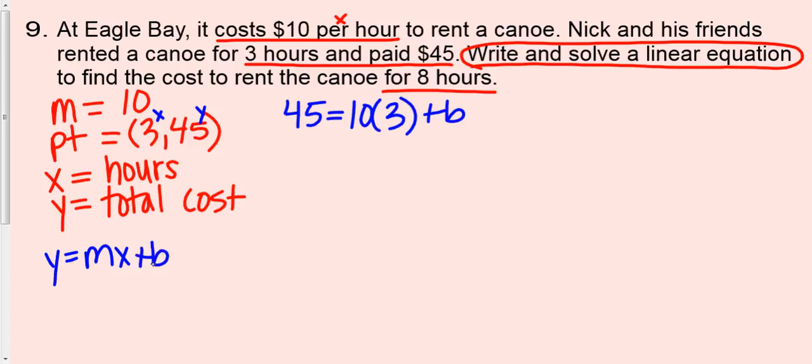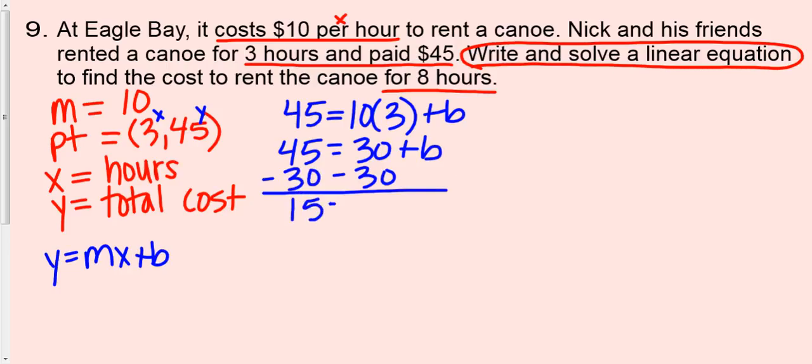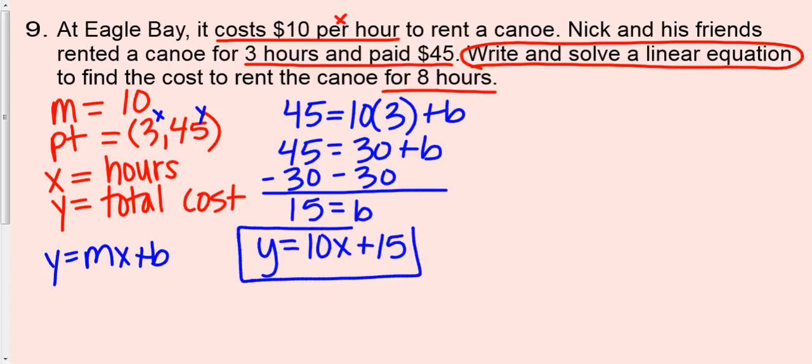I know I said that on a previous slide, but just again to reiterate. So I have 45 is equal to 30 plus b. To keep solving for b, I'm going to subtract 30 on both sides. When I do that, I come up with 15 is equal to b. My linear equation is y equals 10x plus 15. The 10 is my slope, and the 15 we just solved for is the b. I want to remind you that for this story problem, this linear equation will work for any amount of hours and you will always get the total cost.